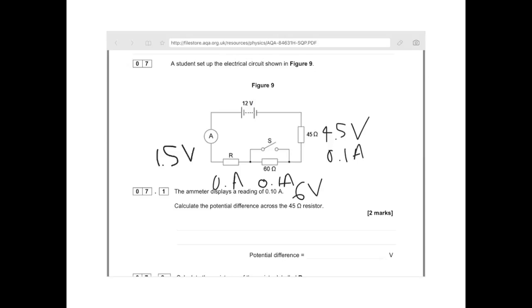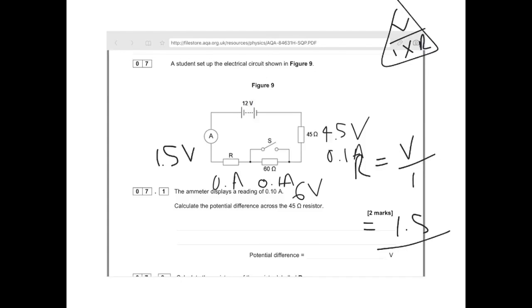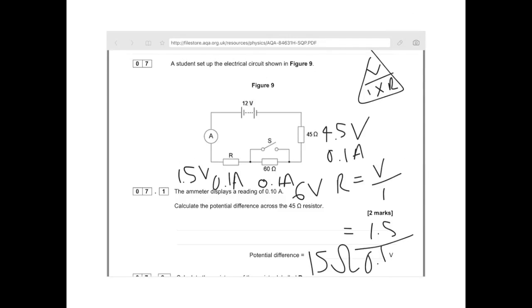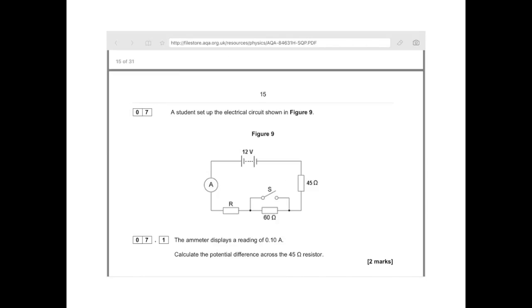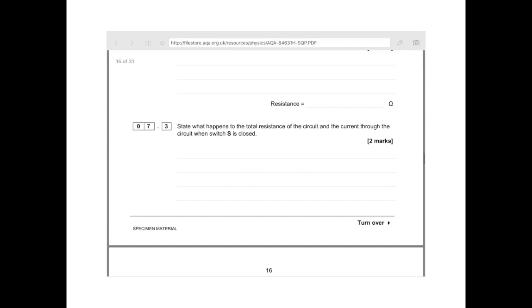So now in terms of working out the resistance, VIR again, resistance equals V over I, so we know V is 1.5, divided by 0.1 amps, to give us a resistance which is 15 ohms. It is worth 3 marks, it's quite a long, hard question. State what happens to the total resistance of the circuit and the current through the circuit when the switch S is closed. So what will happen is, if you have a look, there's an alternative route, which means it's not going through the 60 ohm resistor anymore, which means the total resistance decreases, meaning that the current increases.